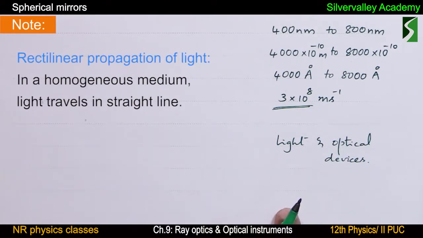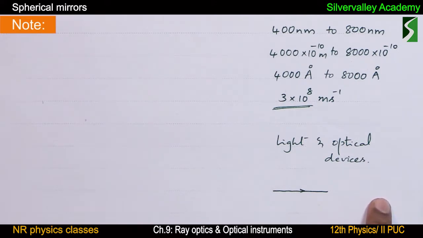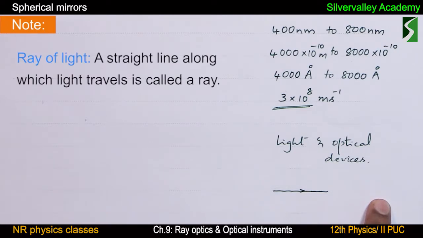Next, rectilinear propagation of light. It says, in a homogeneous medium, light travels in straight line. As long as the medium remains same, homogeneous, light always travels in straight line. That is rectilinear propagation. Next, ray of light. A ray of light, a straight line along which light travels, is called a ray. So if this represents a ray, then this is the direction in which light is traveling.